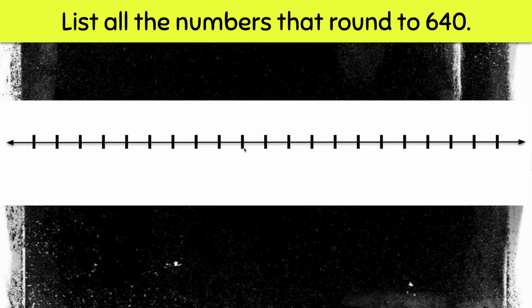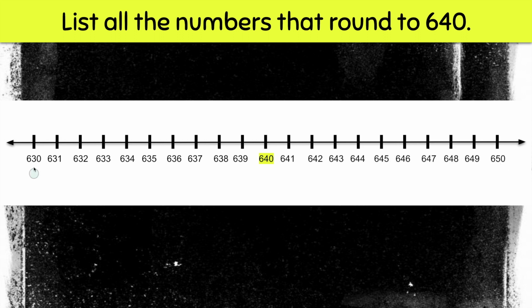List all the numbers that round to 640. Let's make a number line. Let's write 640. The previous 10 would be 630, and the following 10 would be 650. We have 630, 640, and 650.